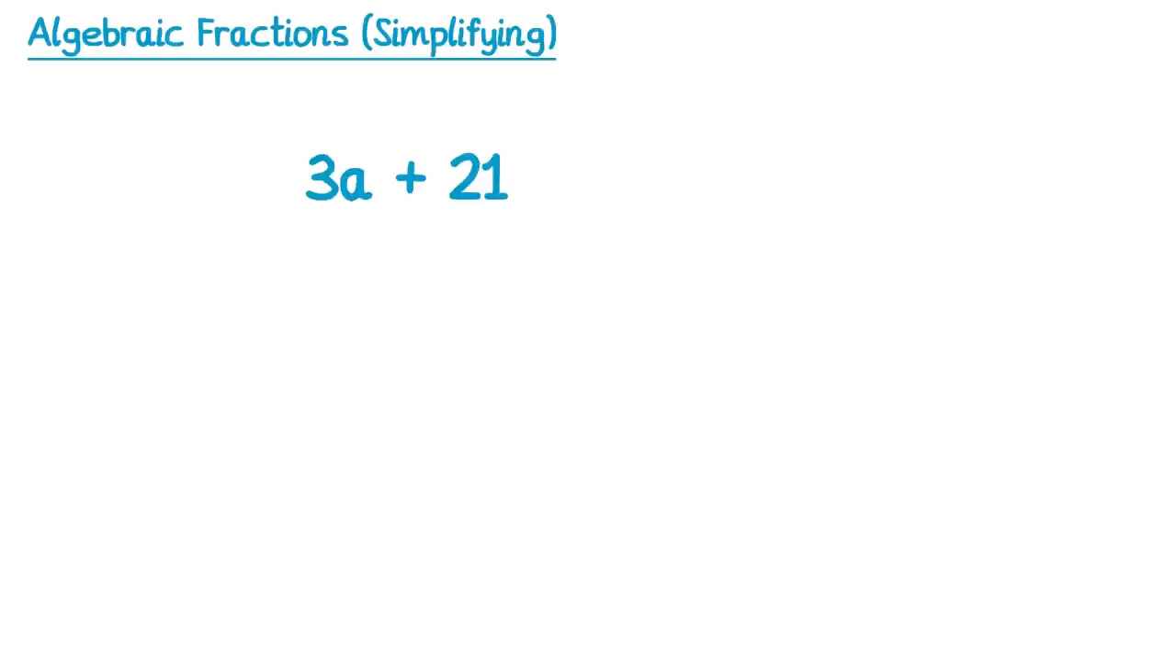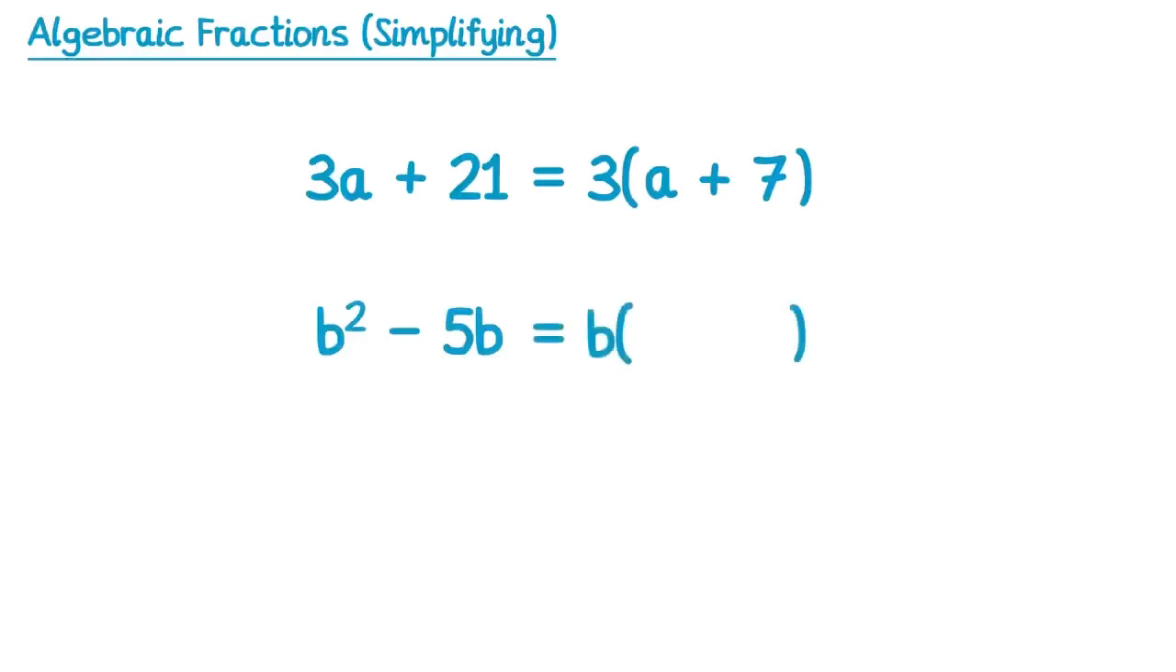In both terms here, I have a common factor of 3, so I can factorize that out. Then inside the brackets, to get 3a, I would need to multiply by a, and then to get the 21, I would need to multiply by 7. For this one here, we can factorize out a b. So it would be b, and then inside the brackets, to get from b to b squared, I need to multiply by b, and to get the negative 5b, I would need to multiply by negative 5. And then we've got this one here.